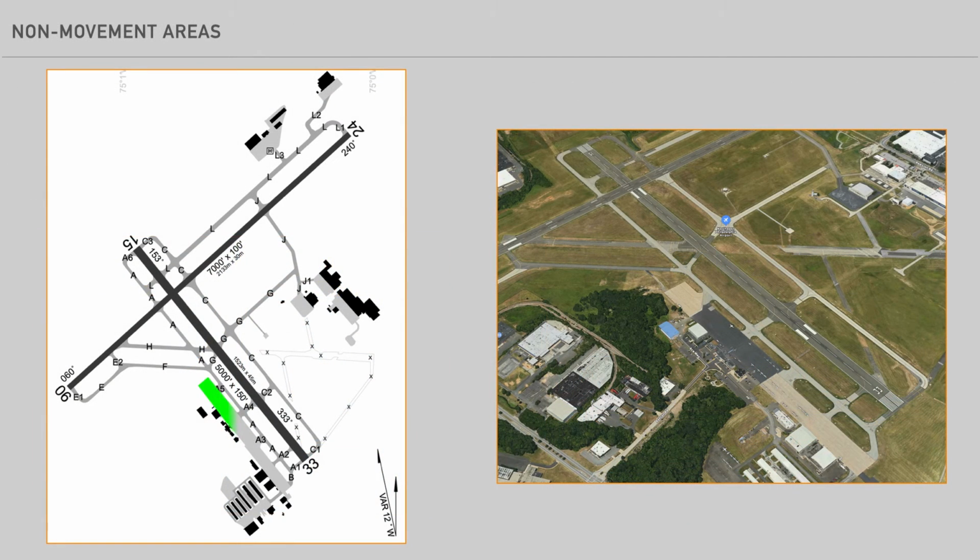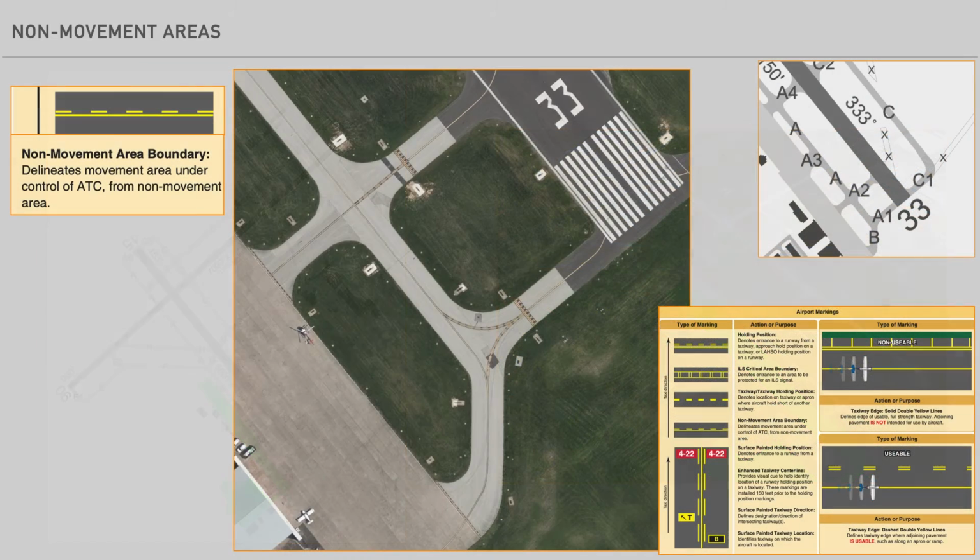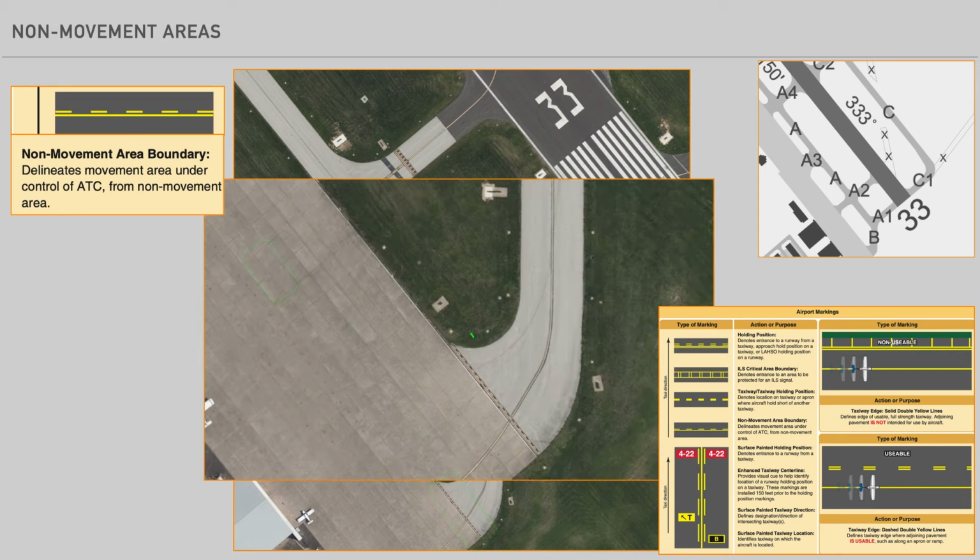On the left is a taxi diagram of Northeast. The shaded area in green represents non-movement area. On the right, a satellite view showing the same. The areas outlined in green demonstrate non-movement area boundaries. A close-up view shows the boundary between the ramp area and taxiway Bravo.